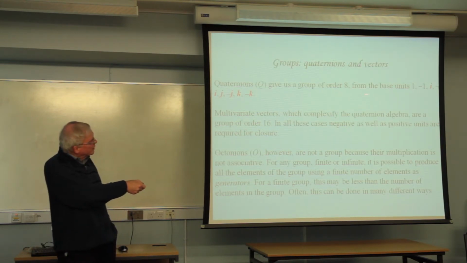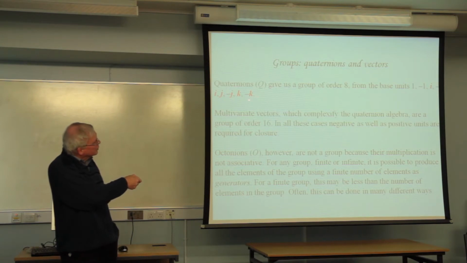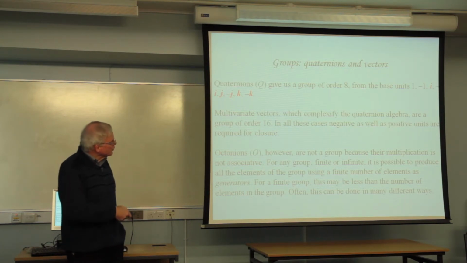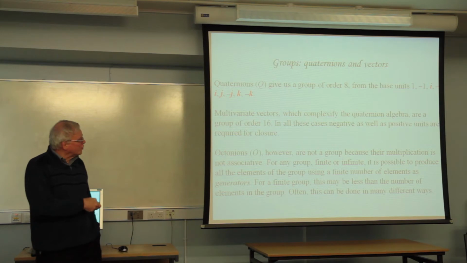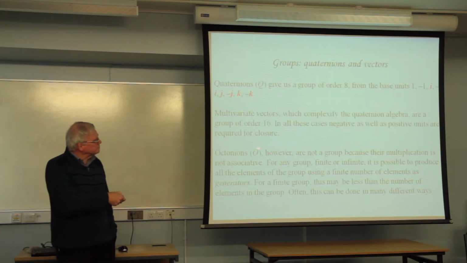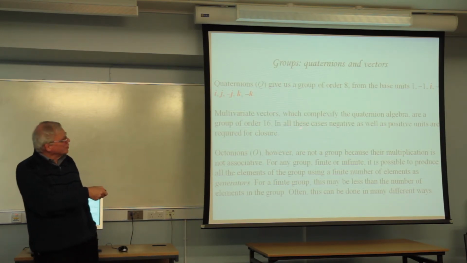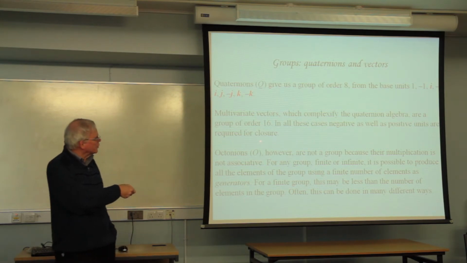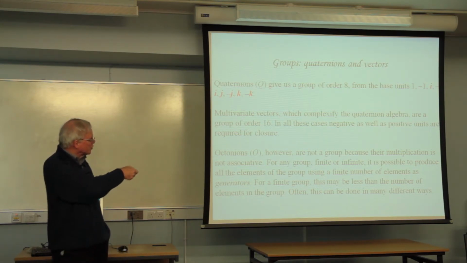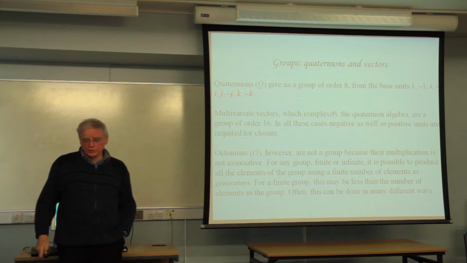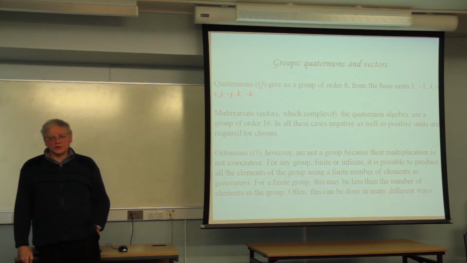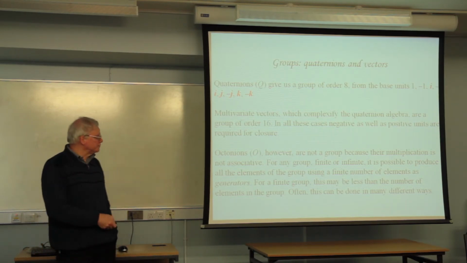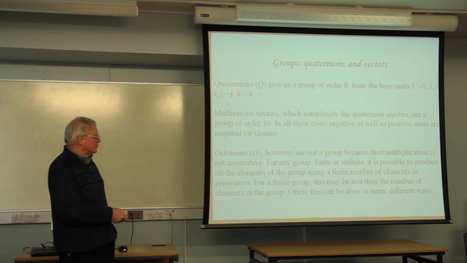Quaternions are a group of order 8. Those are the base units of quaternions. Multivariate vectors, a group of order 16. And you need negative as well as positive units for closure, as well as for quaternions. Octonions are not a group. You can't have a group if you've not got associativity. So octonions are not a group.